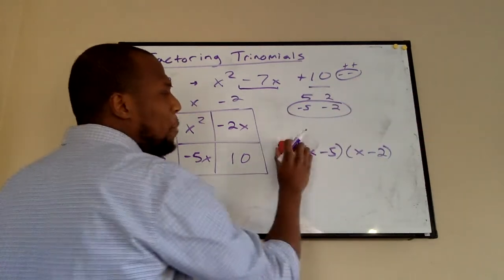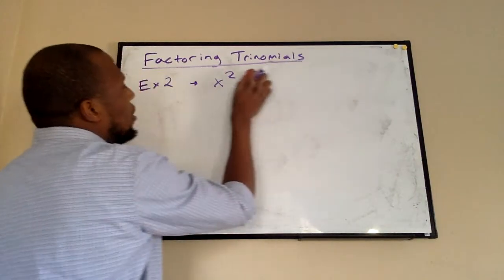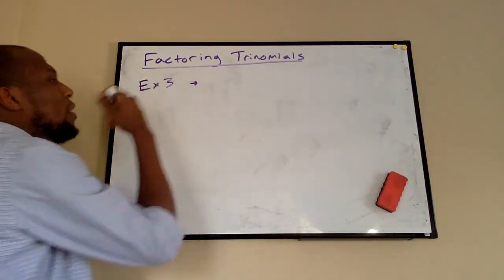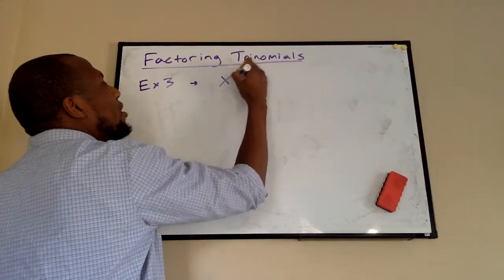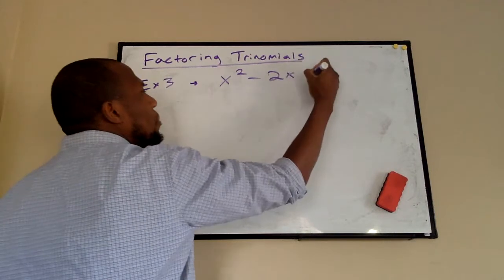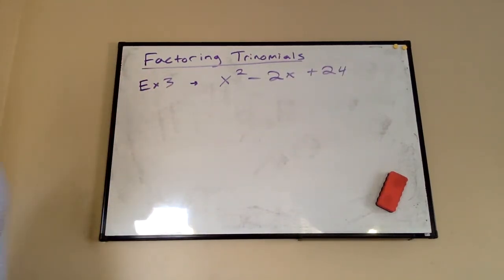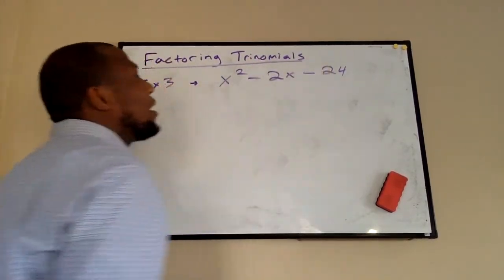Okay, 2 more examples. Won't keep you for too long. And we'll just continue to switch it up. For this third one, we are going to have x squared minus 2x plus 24. Actually, sorry, that's a mistake. Minus 24, excuse me.